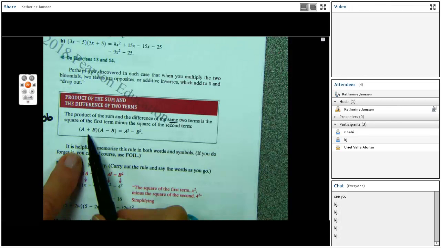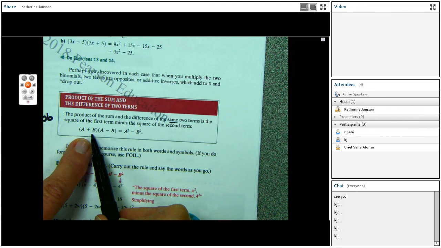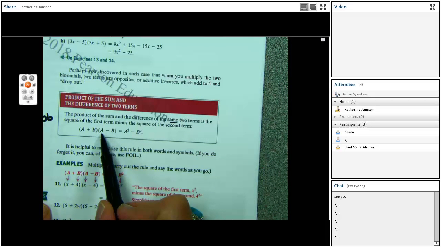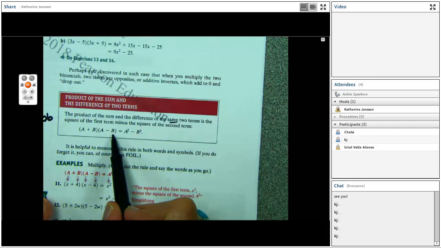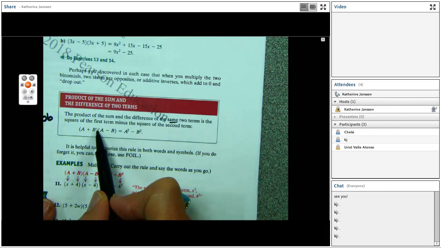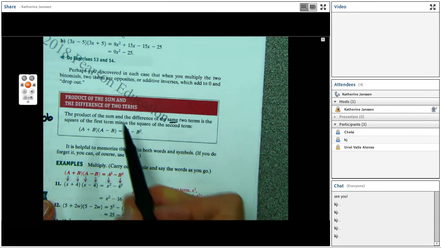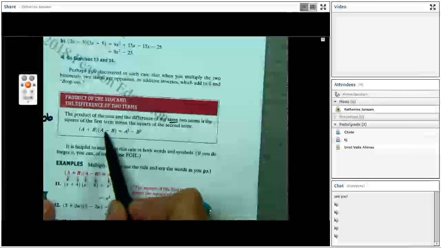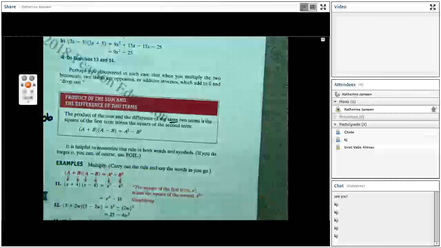Our pattern is A plus B in the first binomial times the second binomial, which is A minus B, indicating that the first 2 terms are the same and the last 2 terms are the same. We have the product of a sum. This is a sum, and this is a difference. The product of a sum and a difference is A squared minus B squared.